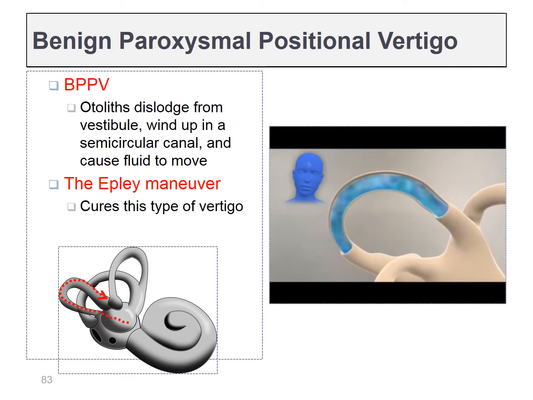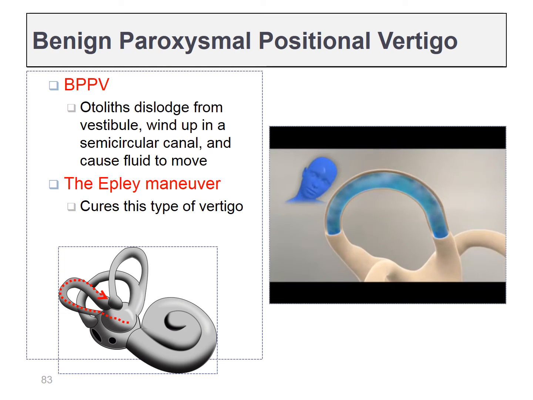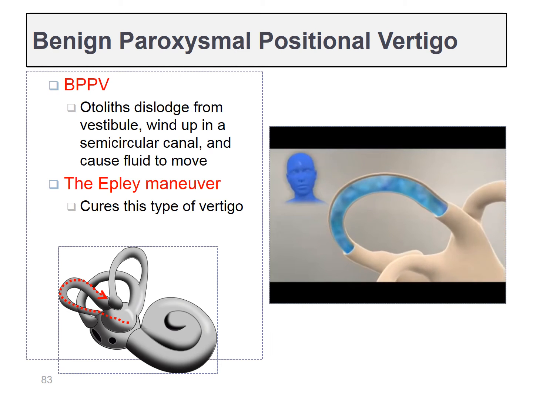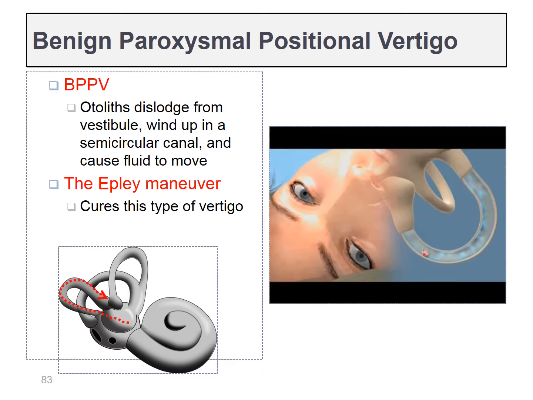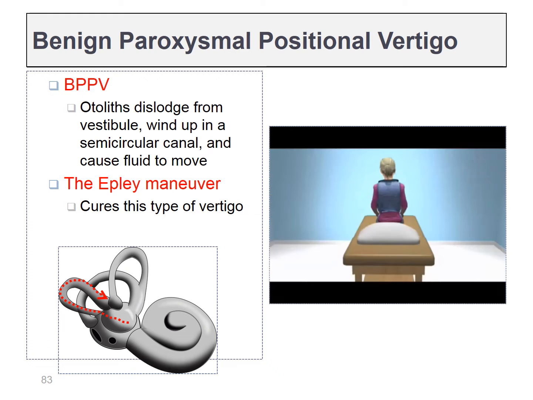Another type of vertigo is illustrated in the video here on the right. This is called BPPV, and this can often be triggered by car crashes, which can dislodge one of the otoliths from the vestibule, and it winds up in one of the semicircular canals. And when it's there, it causes a bit of turbulence in the fluid flowing through the canal, which pushes on the hair cells abnormally and can induce vertigo. The brain thinks that it's rotating even though it's not.